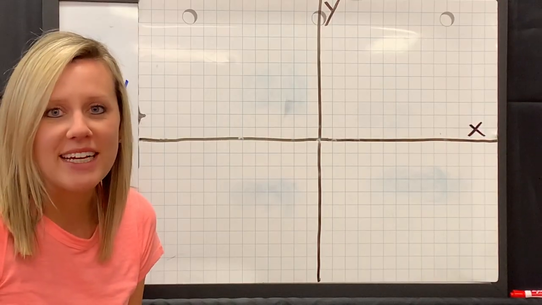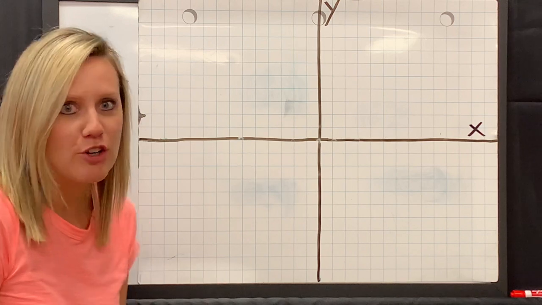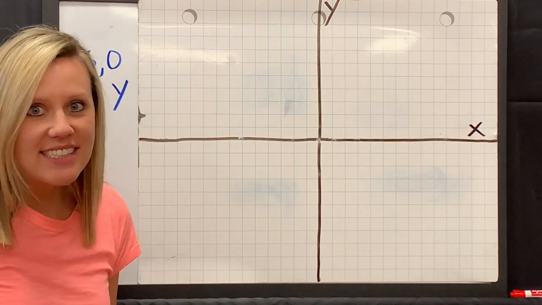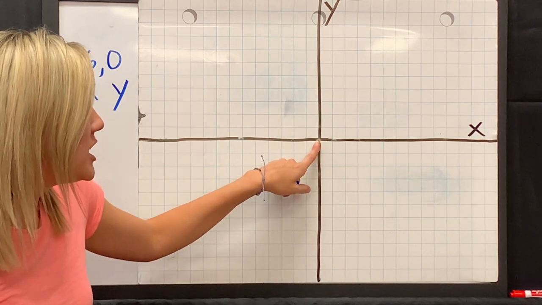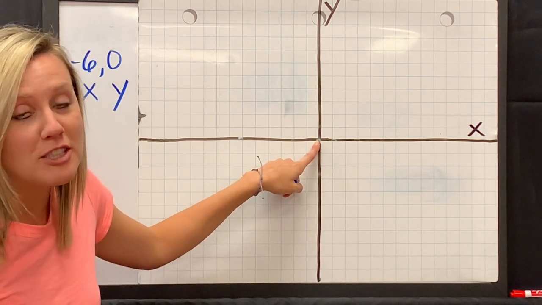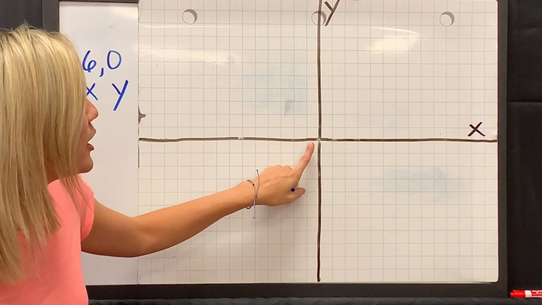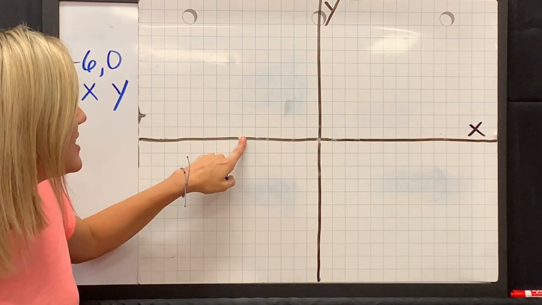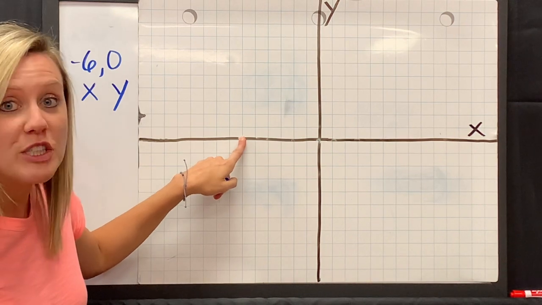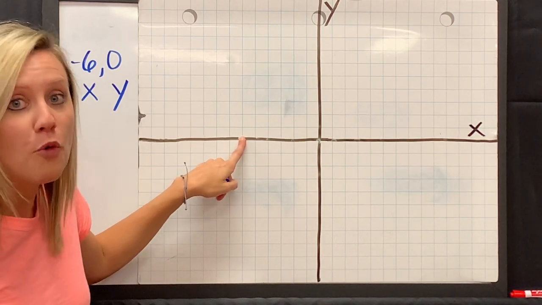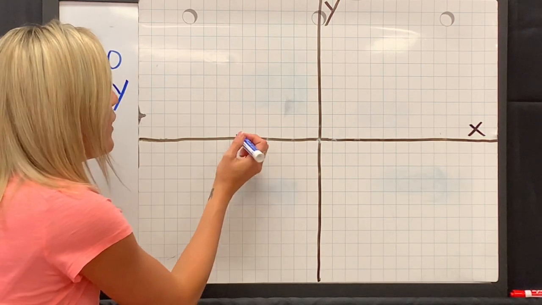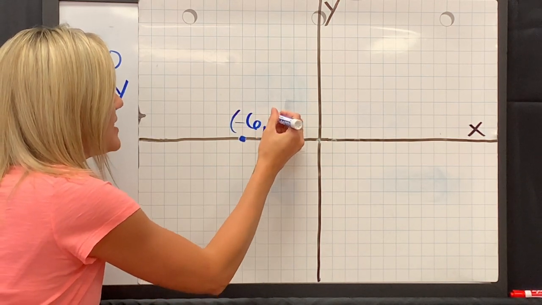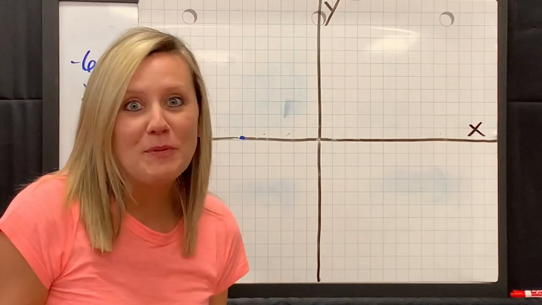Let's do one more point. Let's do the point (-6, 0). In this case, I'm going to start at the origin and I'm going to go 6 spots to the left because it's a negative number. 1, 2, 3, 4, 5, 6. And then I have a 0. So that means I am not going to go up or down. My point is going to be right here on the line. And this is (-6, 0). I hope that all made sense.